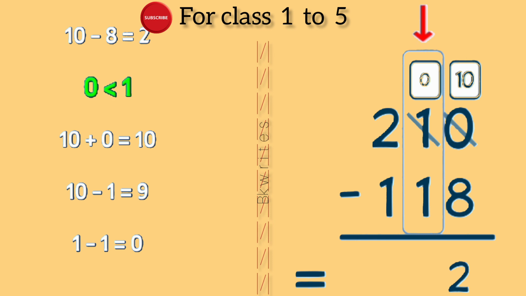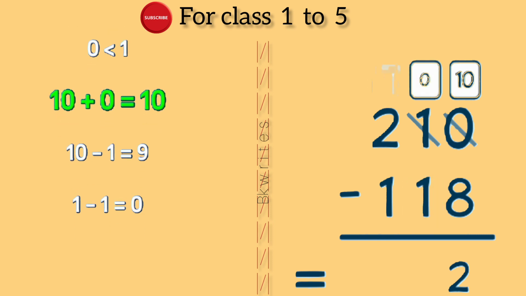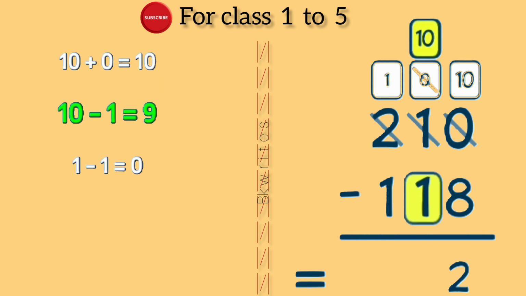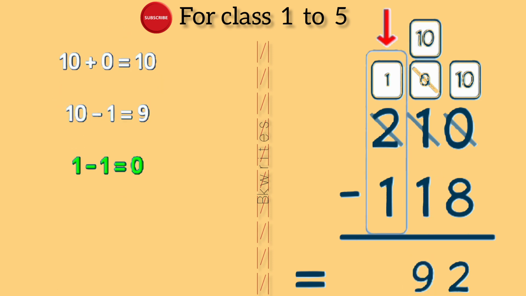The 0 is less than 1. We get 1 from next digit, and 0 becomes 10. 10 plus 0 is equal to 10. 10 minus 1 is equal to 9, and 1 minus 1 is equal to 0.